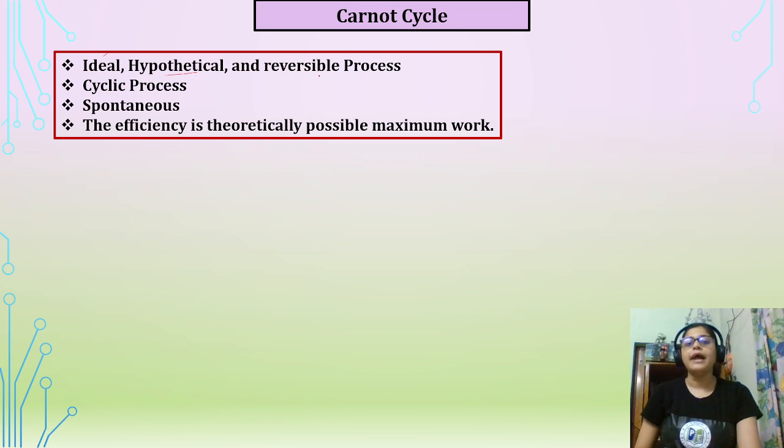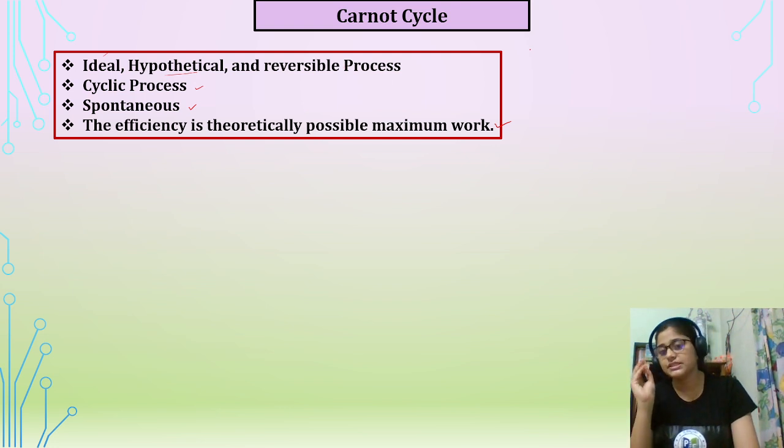And it is a reversible process. All the processes in the Carnot cycle are reversible. This is a cyclic process, which means the starting point and the ending point are the same, and it is a spontaneous process, and the efficiency is the theoretically possible maximum. So the efficiency of the Carnot cycle is the theoretically possible maximum among all the engines.